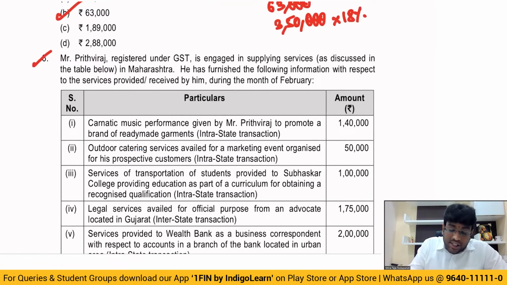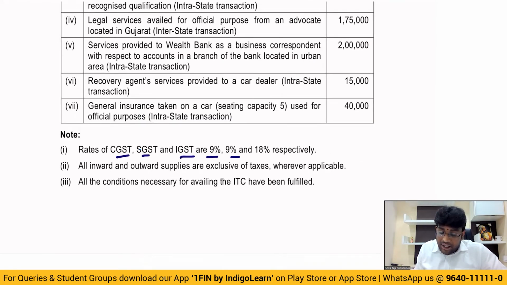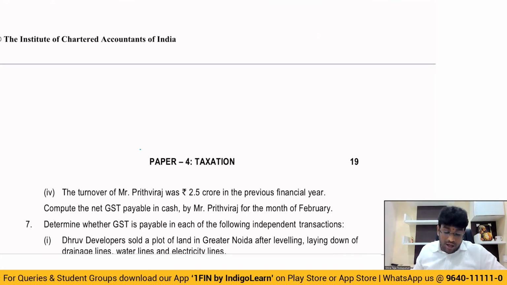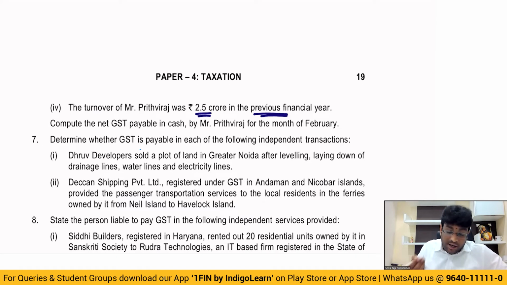Prithviraj, registered under GST, is engaged in what, my dear friends? Supplying services, as discussed in the table below, in the state of Maharashtra. He has furnished the following information with respect to services provided or received by him during the month of February. Rate of CGST, SGST, IGST 9, 9, 18. All inward and outward are exclusive of taxes. All the necessary conditions to avail ITC have been fulfilled. Turnover of Prithviraj was 2.5 crore in the previous financial year.